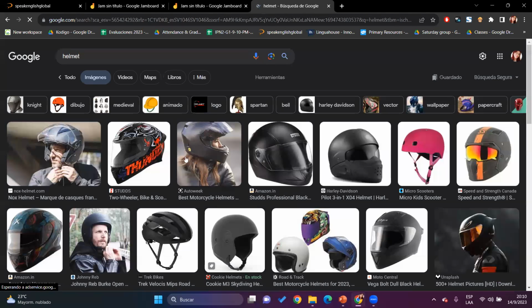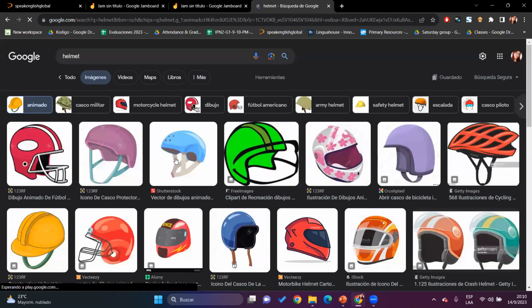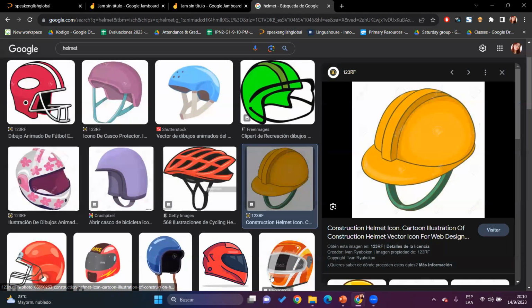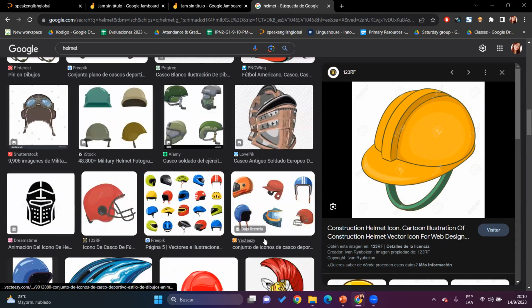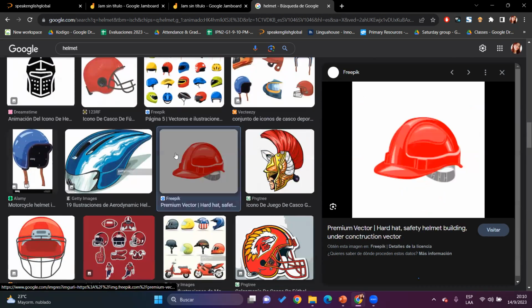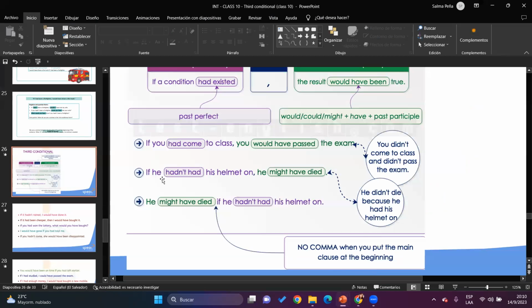A helmet could be, for example, this type that people wear when they drive motorcycles, but also in construction, this type that engineers used to use, right? When they are working, architects, engineers, all of them. So that is a helmet, exactly. So we have this example: if he hadn't had his helmet on, he might have died. But it was not true. We are just imagining a past activity that didn't happen.